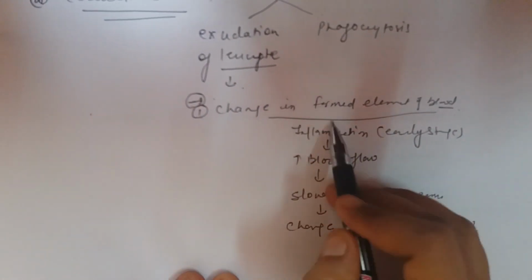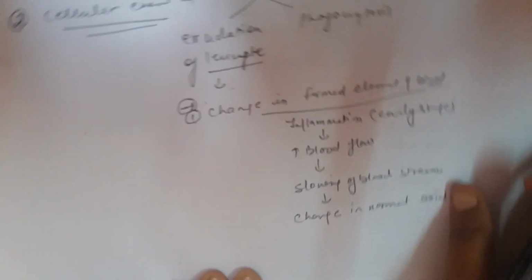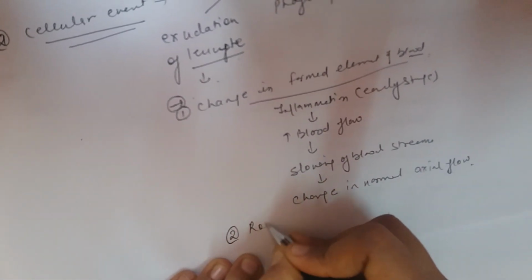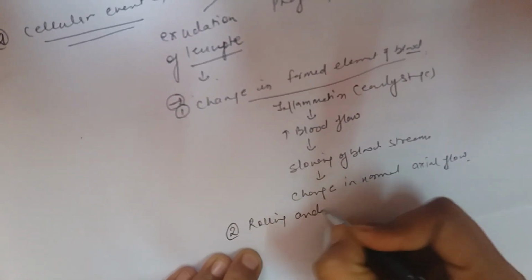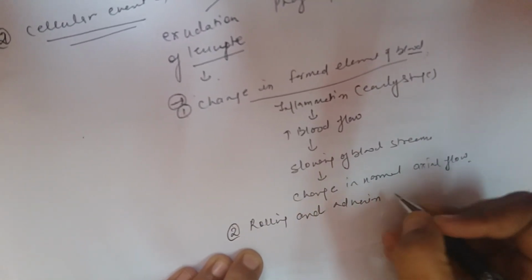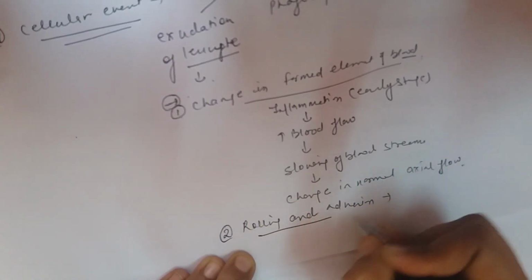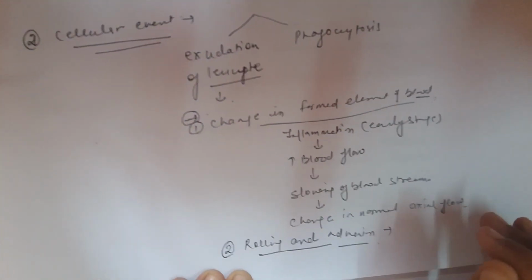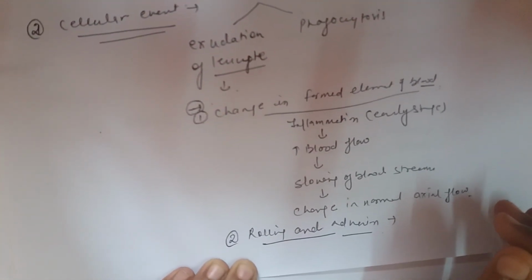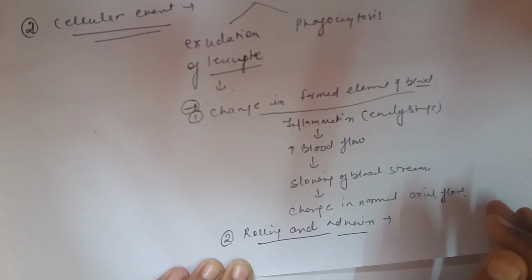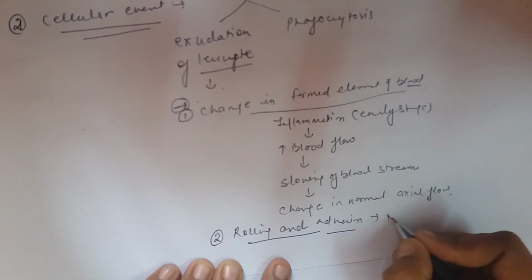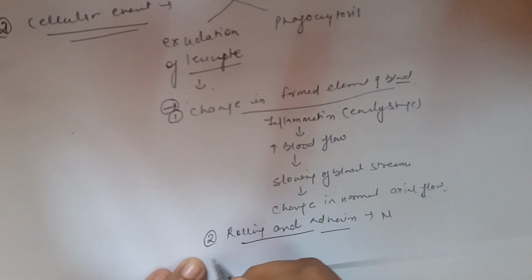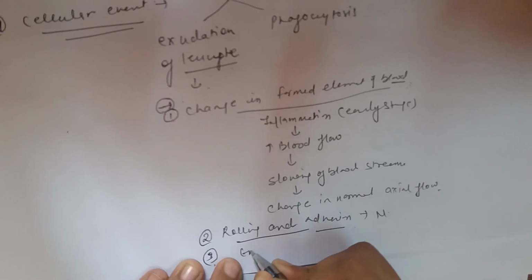After the changes in the formed elements of blood, the second is rolling and adhesion. In rolling and adhesion, peripherally marginated and pavemented neutrophils slowly roll over the endothelial cells, meaning the neutrophils come in contact with the endothelial cells. And third one is emigration.